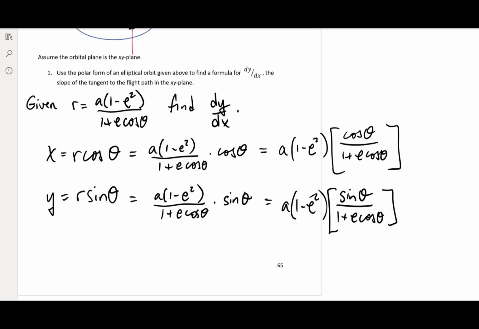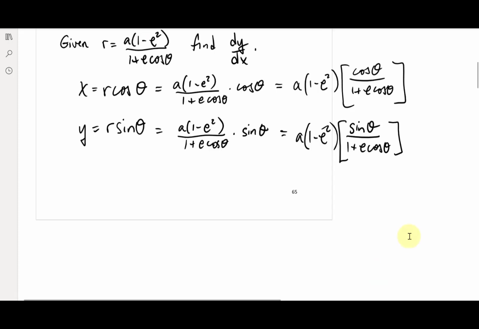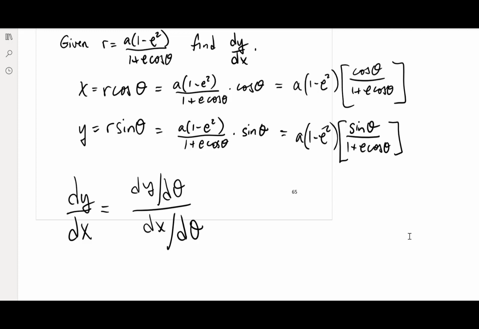So now that we have our x and y in terms of theta, we can take a derivative and calculate dy/dx. The way that we find dy/dx is we'll find the derivative dy/d theta, and then divide by the derivative dx/d theta. That's just kind of neat to think about. If you know the rate at which y changes with respect to theta, and similarly the rate at which x changes with respect to theta, dividing them will give you the rate at which y changes with respect to x. So we're going to do each of these derivatives with respect to theta.